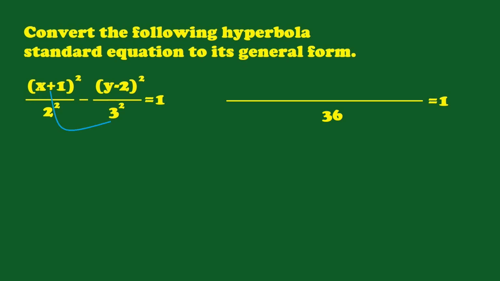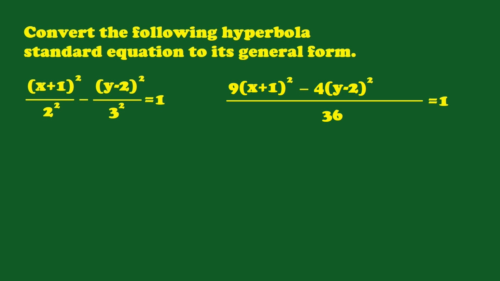Next is multiply the quantity of x plus 1 squared to the denominator on the right. We now have a numerator of 9 times the quantity of x plus 1 squared. Now, we multiply 2 squared to the quantity of y minus 2 squared, as shown in blue. Take note that the quantity of y minus 2 squared takes the negative sign. So it's negative 4 times the quantity of y minus 2 squared.